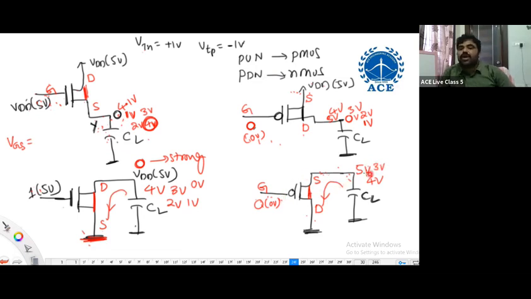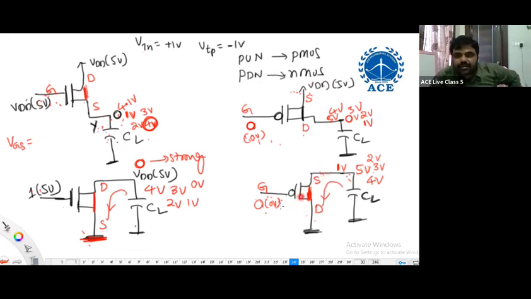What is the gate to source potential now? -3. Still it is on. It is conducting. So it is 2 volts. If it is 2 volts, what is the gate to source potential now? -2 volts, right? Still it is conducting. So what about this? It is discharged to 1 volt. What is the gate to source potential now? -1 volt. The gate to source potential is -1 volt.